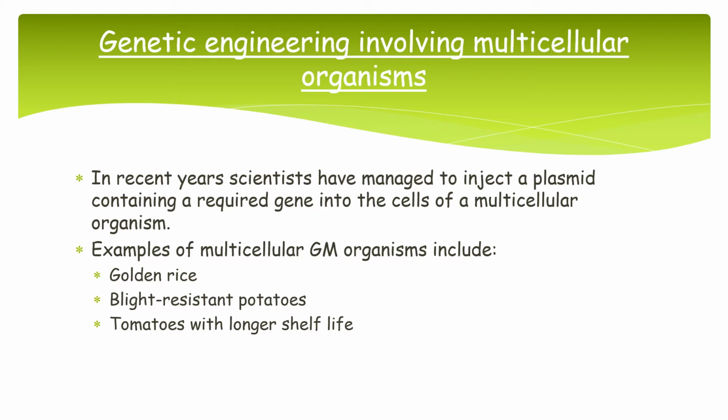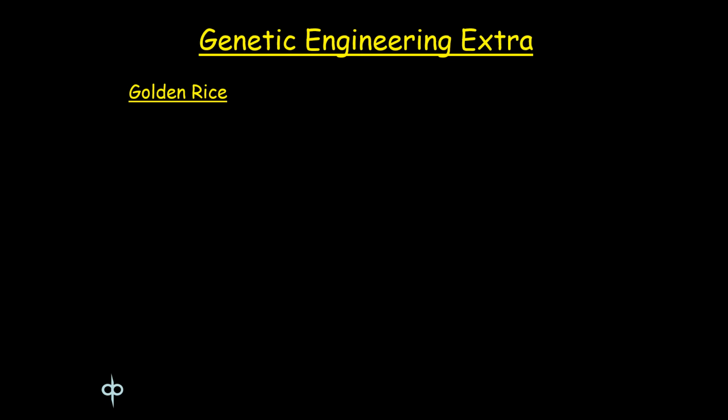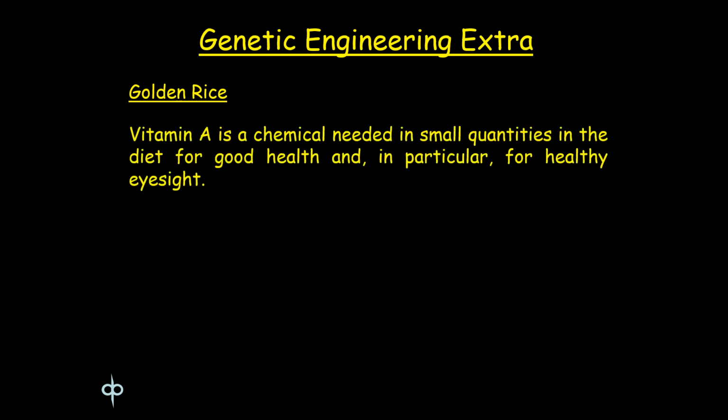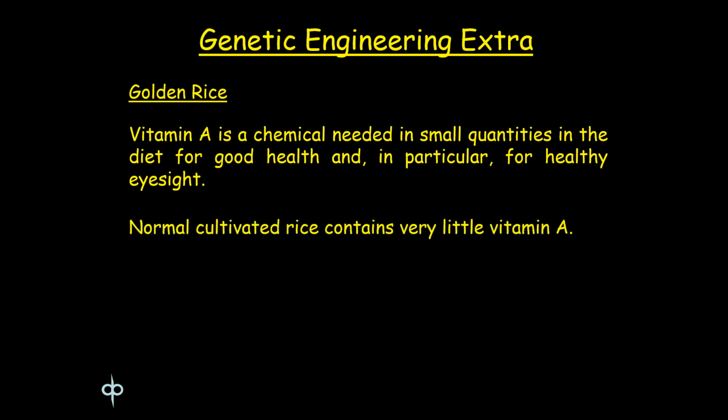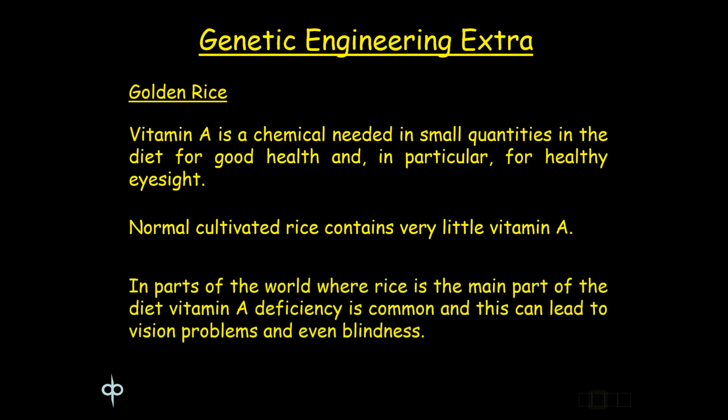This is more detailed than you need to know it in. So let's start off with golden rice. So vitamin A is a chemical needed in small quantities in the diet for good health and in particular for good eyesight. So normal cultivated rice contains very little vitamin A. So in parts of the world where rice is the main part of the diet, vitamin A deficiency is common, and this can lead to vision problems and even blindness.